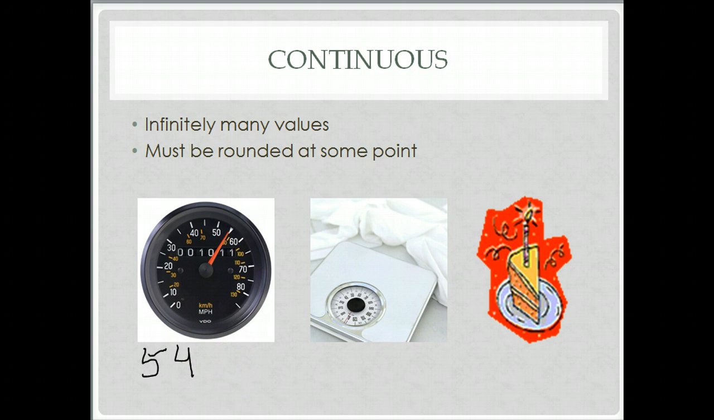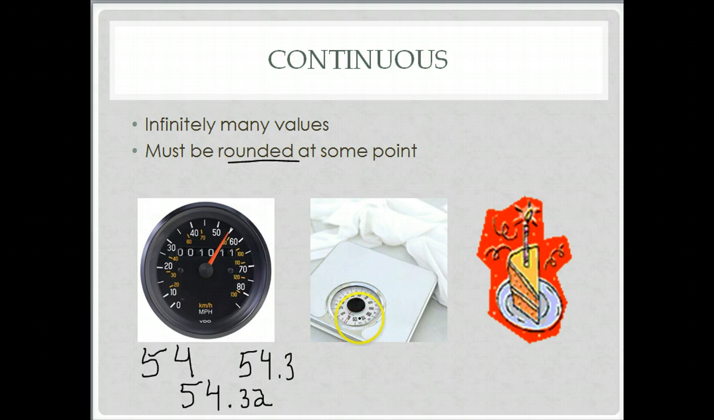However, the cop with the radar gun who's sitting on the side of the road might clock you in at 54.3 miles per hour. Might be a little bit more accurate. You could probably go to car testing laboratories where they could clock you in at 54.32 miles an hour. Different instruments have different levels of accuracy. So because we can't get a really good handle on how fast you're going without having to round at some point, the instrument we're using must round the value. This is a continuous random variable.